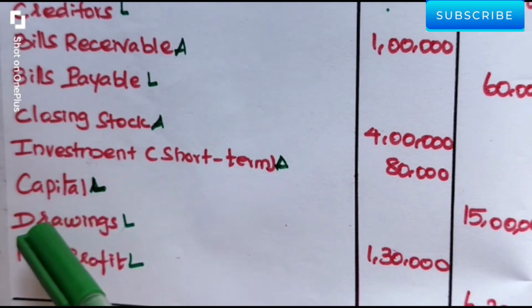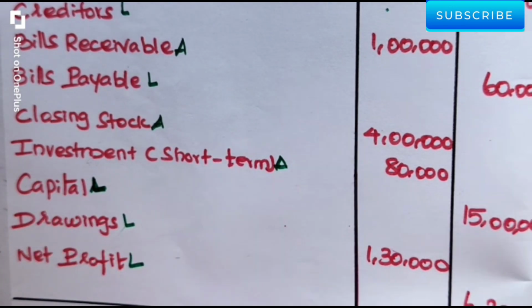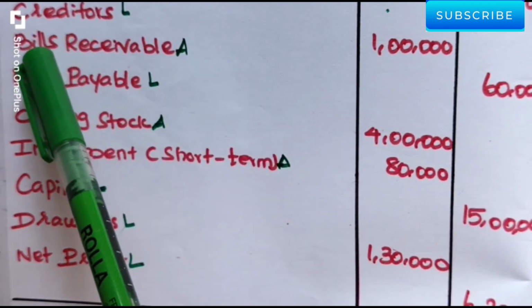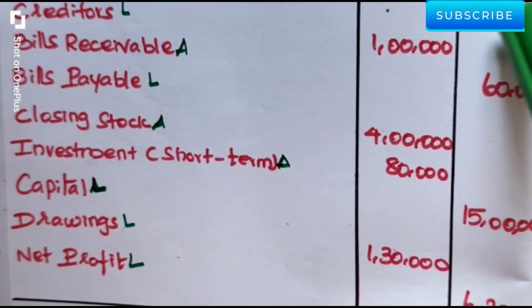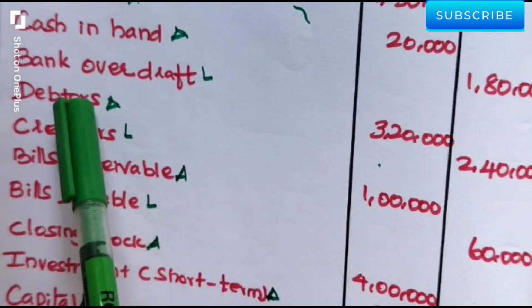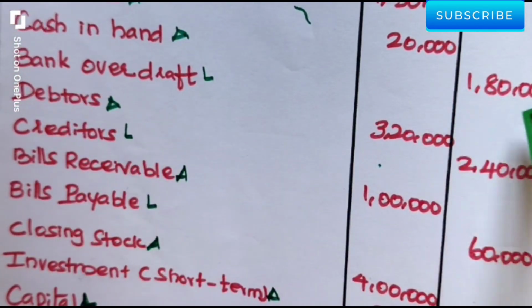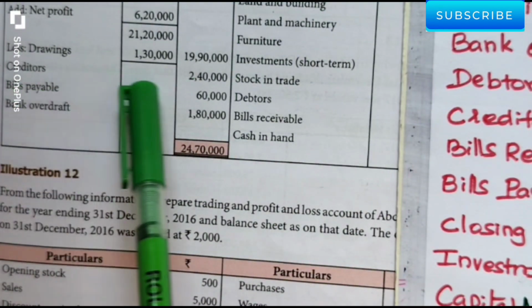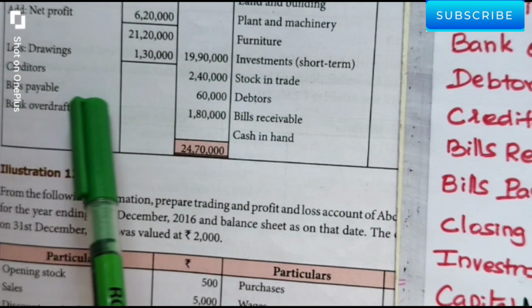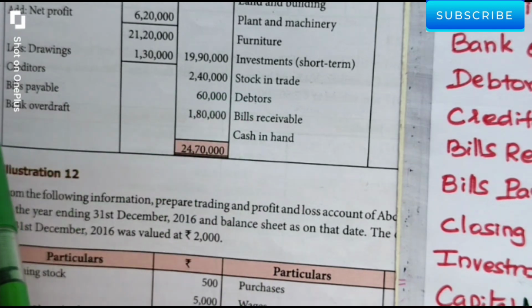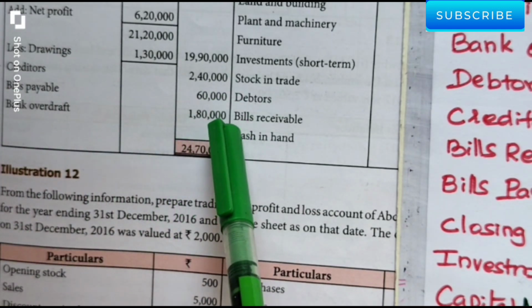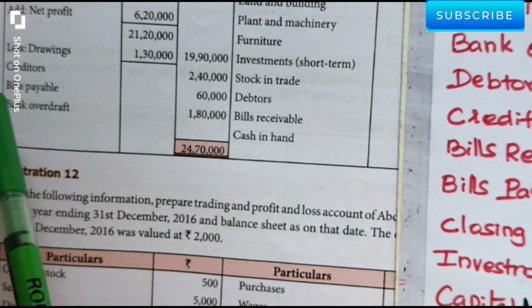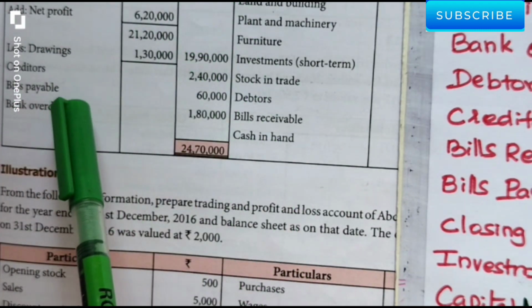So capital entered, drawings, net profit. After that we have bills payable, how much rupees? 60,000 rupees. Then creditors, 2,40,000 rupees. Bank overdraft, 1,80,000 rupees. Okay, so creditors we have entered 2,40,000 rupees, bills payable 60,000 rupees, bank OD 1,80,000 rupees on the liability side. So we completed the liability side.